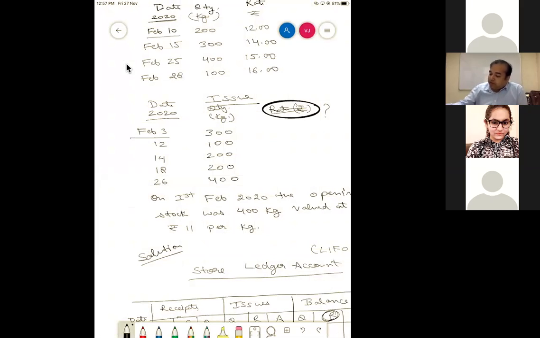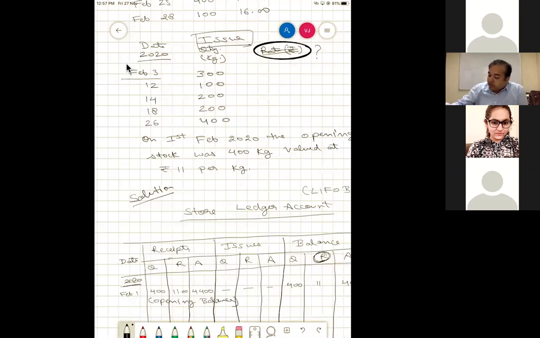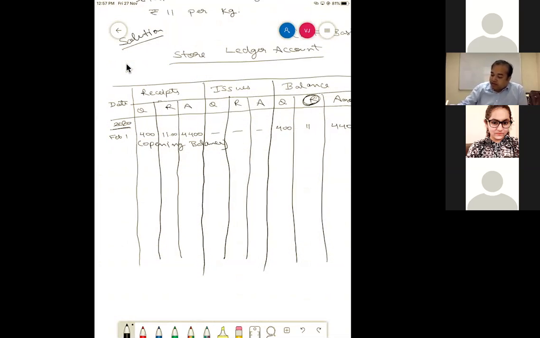So first one is February 3. On February 3, we will be making the next entry. So this is your 3rd February, you are making an issue. Issue quantity is 300. Only one rate we are having, that is 11. So amount would be 3,300. And balance would be from this 400, if you subtract 300, we get 100. And again, rate is 11. So amount that is left is 1100.